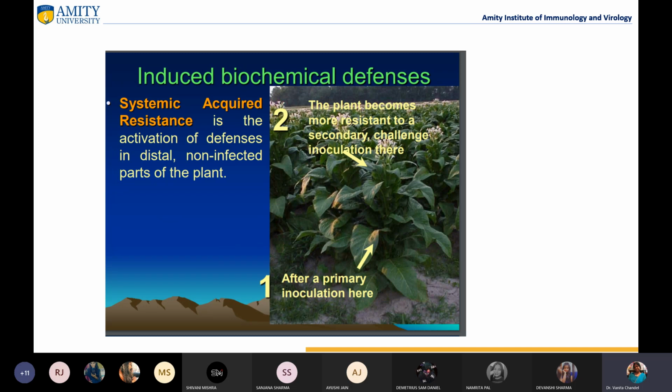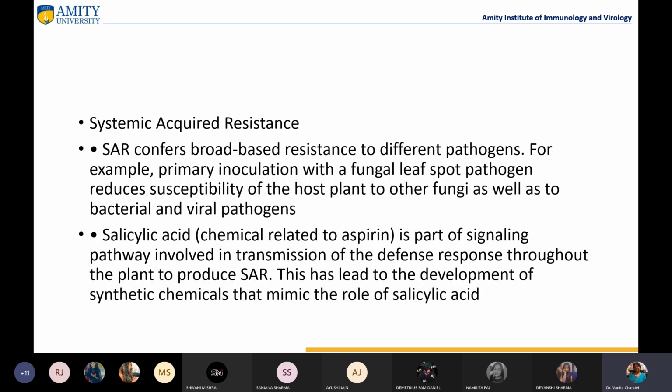Systemic acquired resistance is the activation of defenses in distal or non-infected parts of the plant also. Maybe a pathogen has entered at one place, and systemic acquired resistance may be activated in some other part of the plant also. So the plant becomes more resistant to a secondary challenge or inoculation. That means the pathogen entered at the first infection, but the second time it tries to enter, the systemic acquired resistance will become activated.